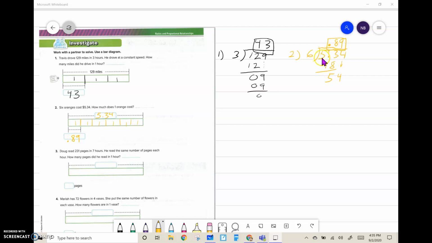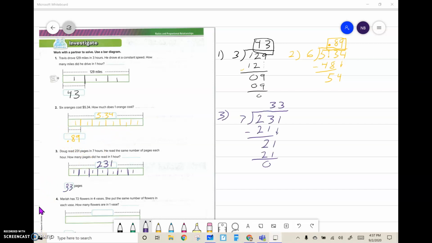Then we look at the 53 and figure out how many times 6 will go into 53, or what's the closest I can get to 53 multiplying by 6. We found that 8 times 6 gives me 48. Sorry, this should be a subtraction here. Then I have a 5 left over, and I bring the 4 down. So 6 times what is going to get me 54? Well, in this case, it's 9 exactly. So we find out that 1 orange is going to cost us 89 cents.